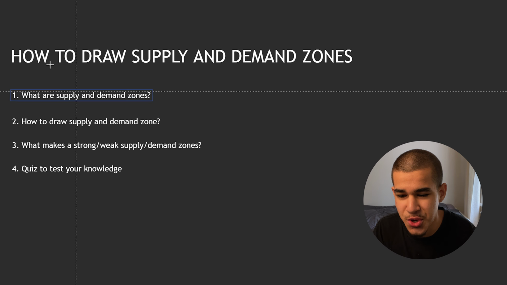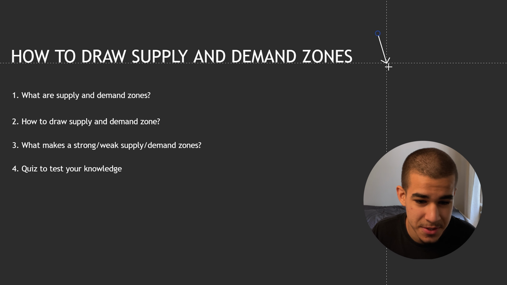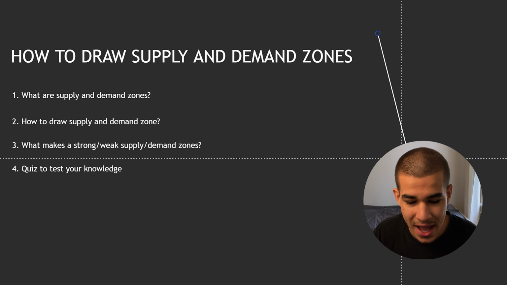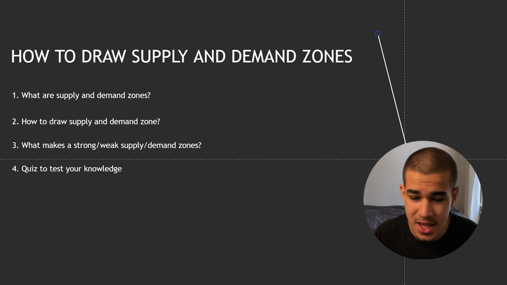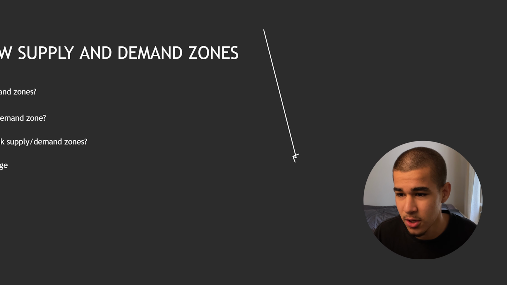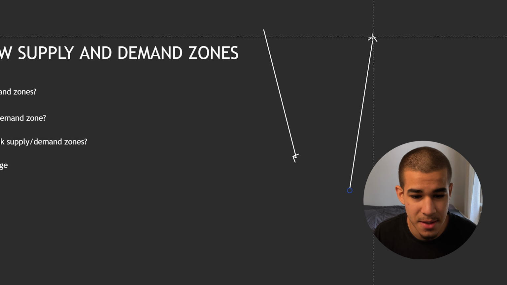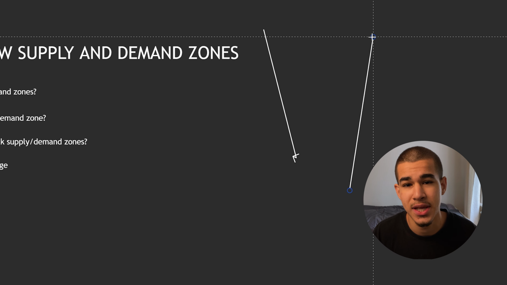A supply zone is when a lot of sellers stepped in, as you can see like this, and price reacts downwards. This is where you usually look for sells, and the demand zone is completely the opposite, where a lot of buyers stepped in and it moves upwards.